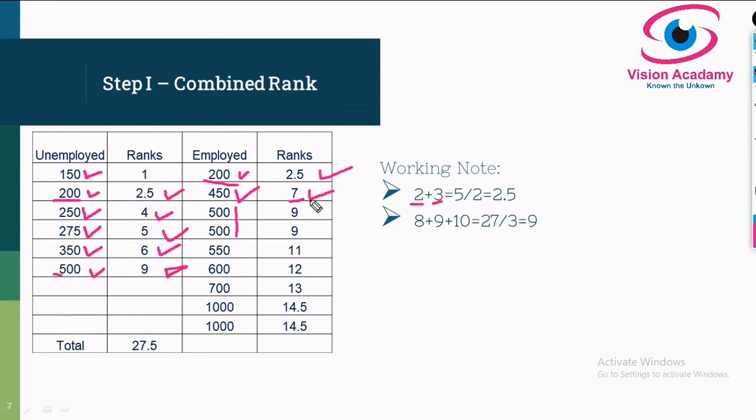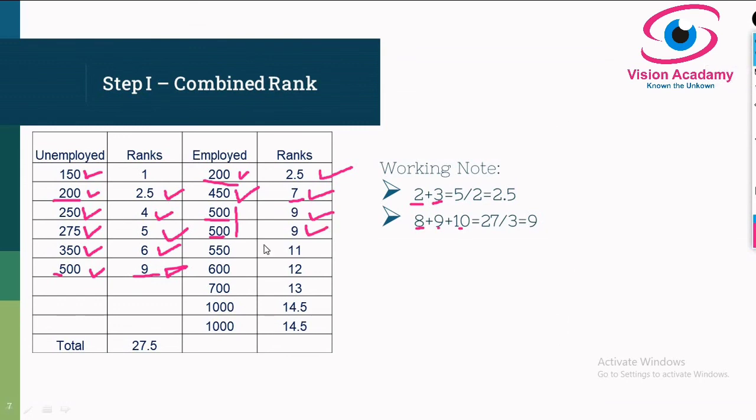This is in 8th position, this 500 is in 9th position, and this 500 is in 10th position. So add 8, 9, 10, we get 27. Since we added 3 observations, we'll divide by 3. 27 by 3 is 9. So rank is 9. Here also 9 and here also 9. So we have assigned a rank to this.